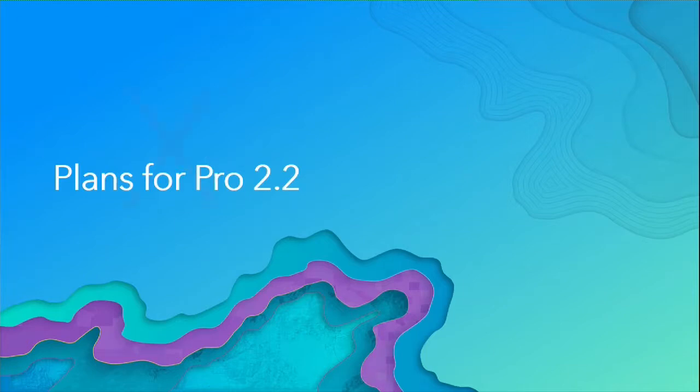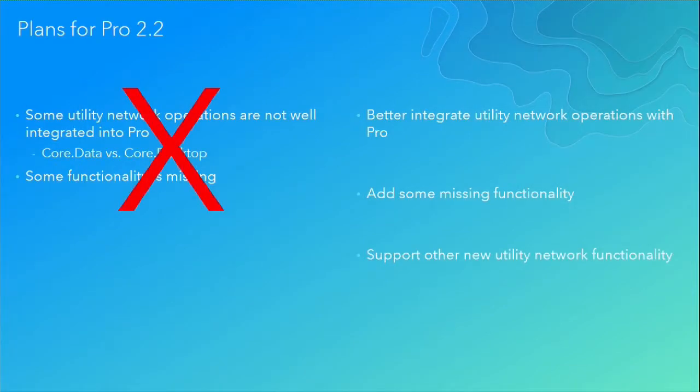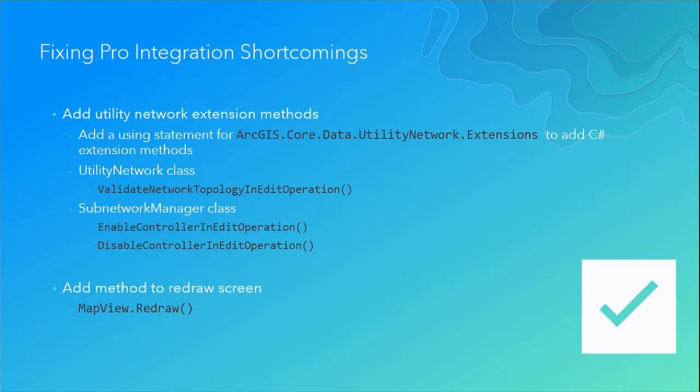So plans for 2.2 are to fix the mistakes and do some better integration. In particular, we've added utility network extension methods. If you're familiar with the C# extension method, you add a new using statement. There it is there, utility network.extensions. And that appears to add methods to existing C# classes.